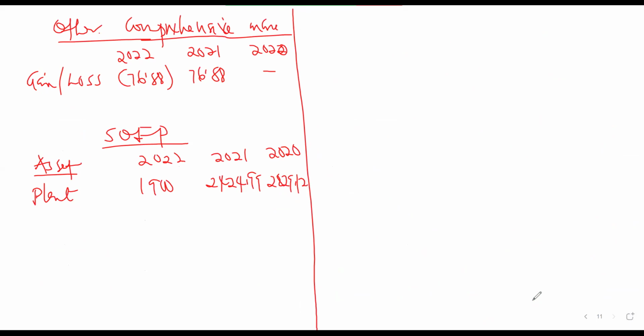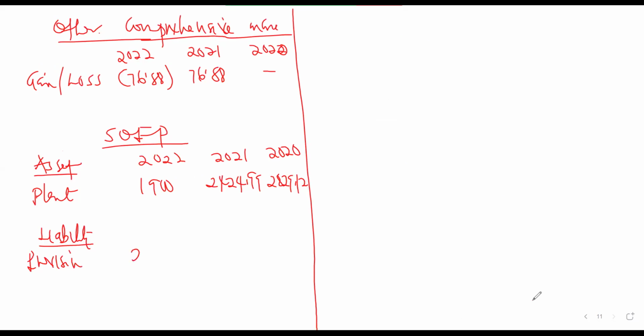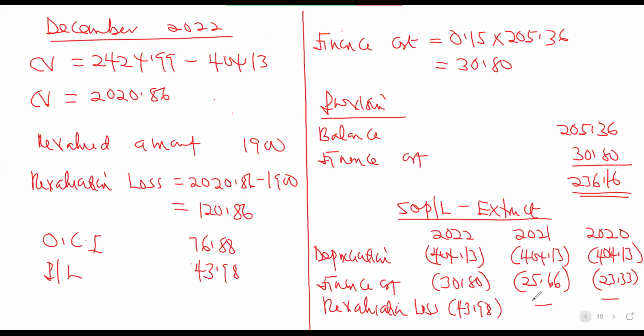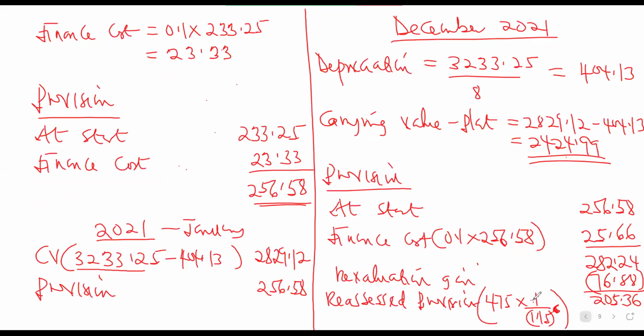2829.12. Then you count your liability, which will be the provision. So we have the current year provision, which is a total of 236.16. For 2021, what was the provision? We have to go and look for it. That will be 205, which is a revised amount.